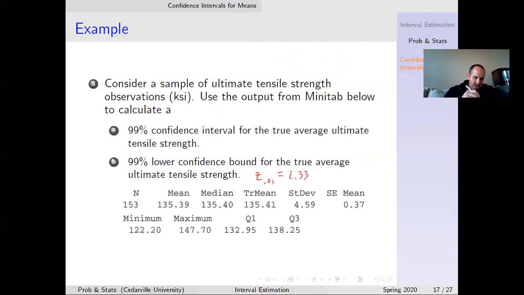Okay, and what's the lower confidence bound going to be? Well, it's going to be x bar minus 2.33 times S over the square root of n. We have all those things. So that's how you're going to get that lower confidence bound in this case. Now, I'll let you think about how to plug those numbers in, but that's how this goes. All right, moving on.